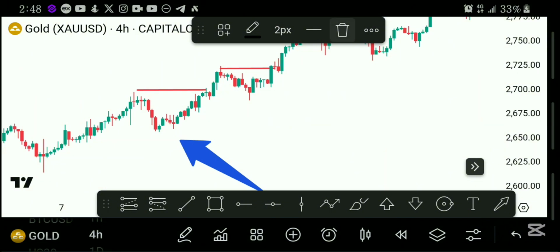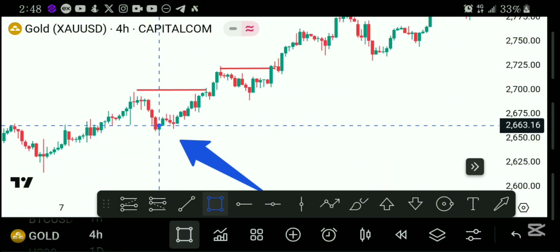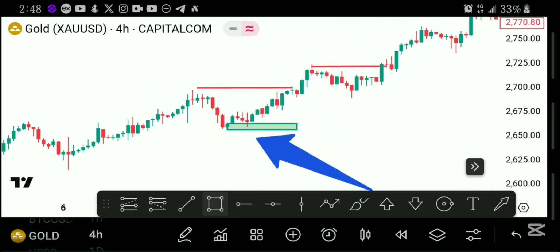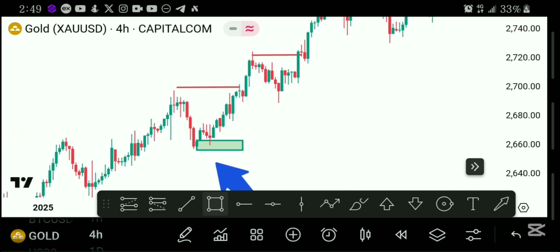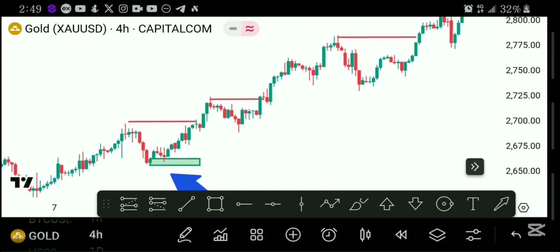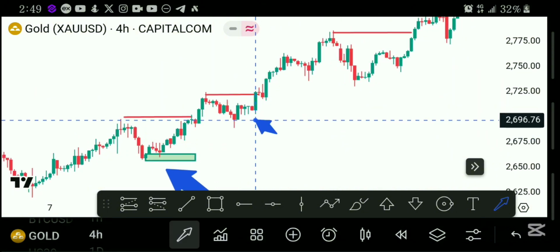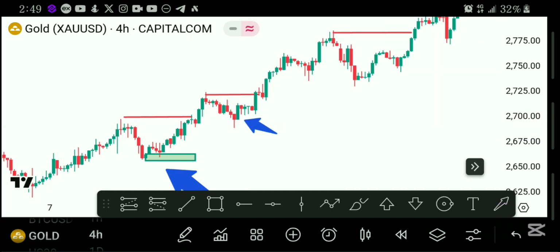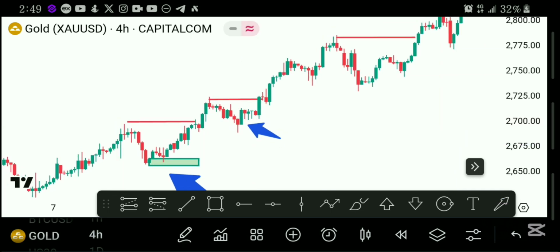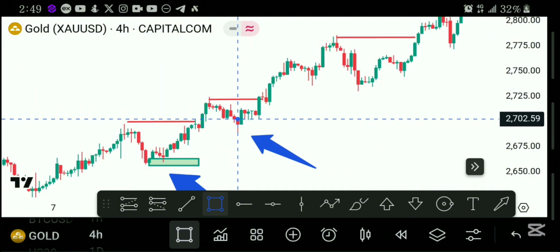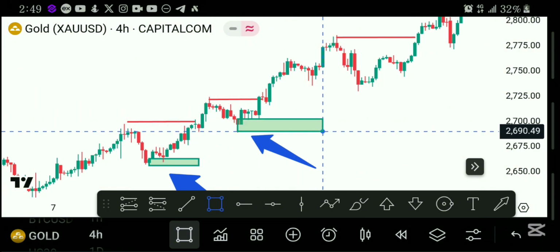And what do you see the market did? The market came back and tapped into that level before it continued to push to the upside. That's how to identify an order block. Another example is this one here. You can see the market came there.